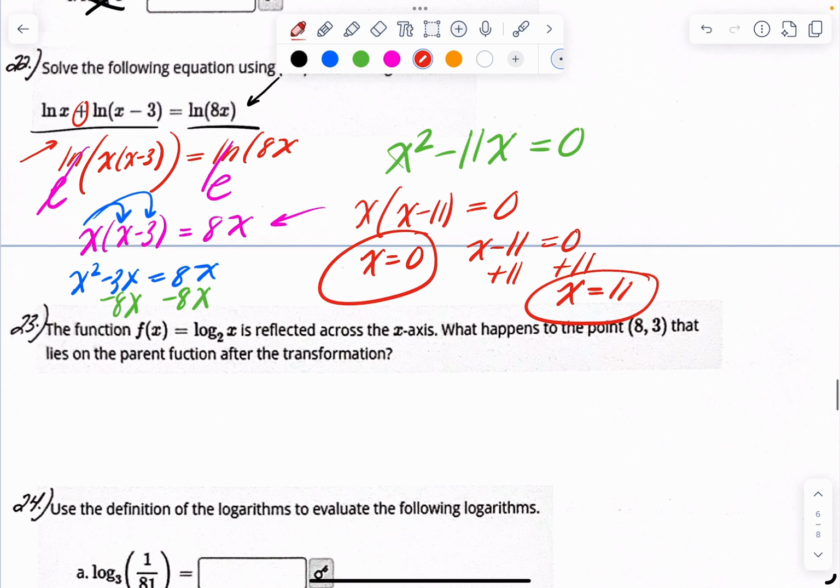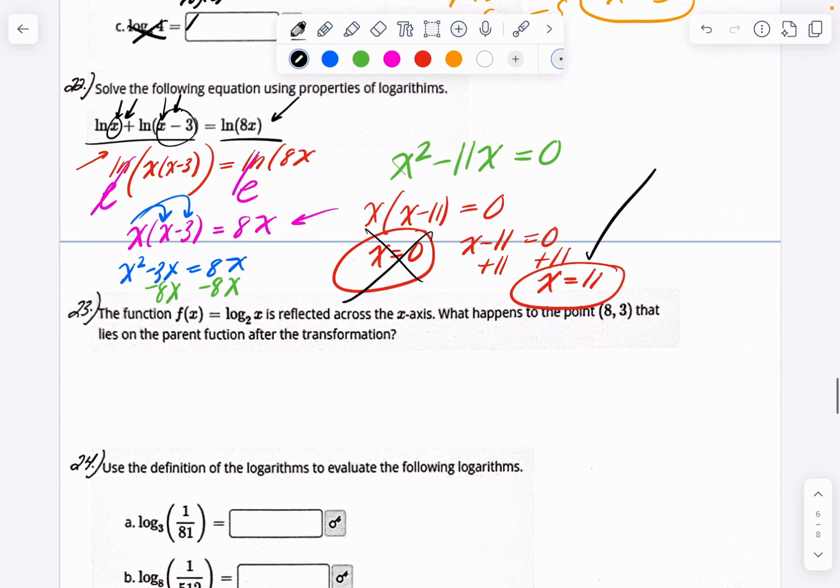Whenever we're solving a logarithm, we then plug in our answers and make sure in the original problem it doesn't create a 0 inside a logarithm or a negative. If I plug in 0, it creates a 0 and a negative, which means I need to toss that solution out. If I plug 11 in, it doesn't create a 0 inside the log or a negative, so I keep this solution.